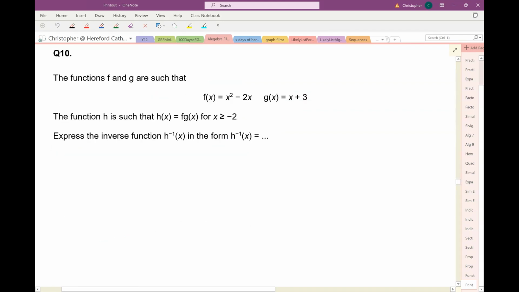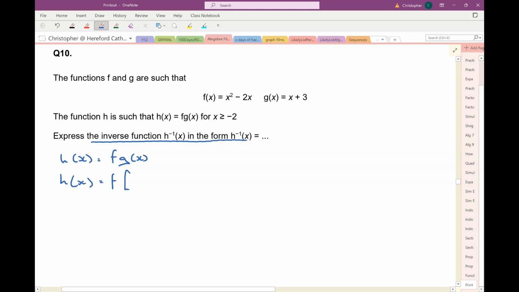Right, question 10. I've got functions f and g defined for me there, and I'm told that the function h of x is fg of x. And then I've got to express the inverse function, h to the minus 1 of x. Right, so first of all I better find h of x. Now I know that h of x is fg of x. So I'm going to work out g of x first, and then I'm going to f that.